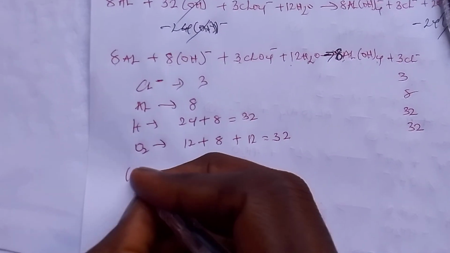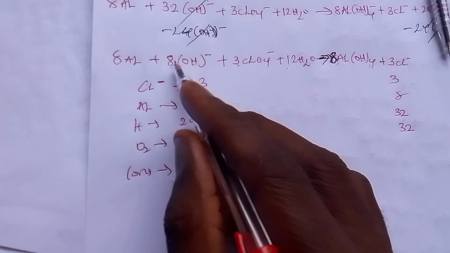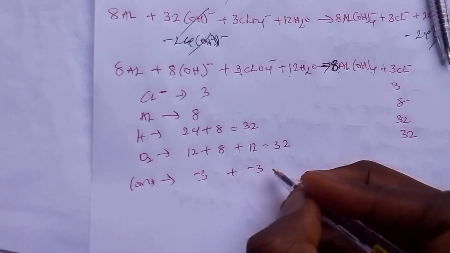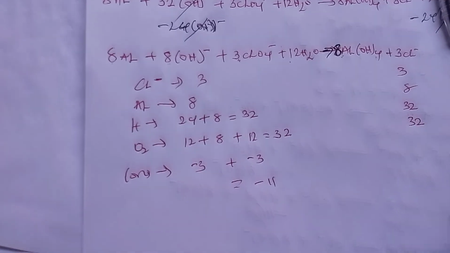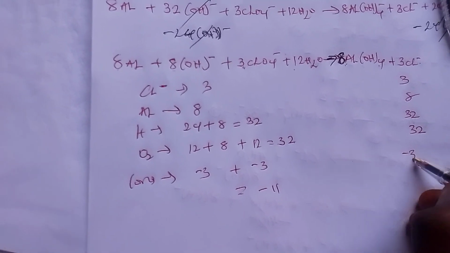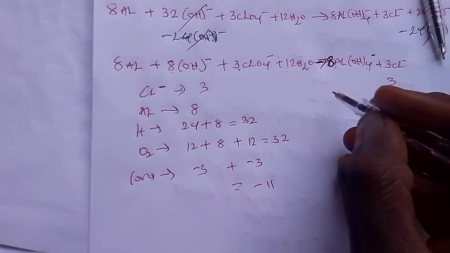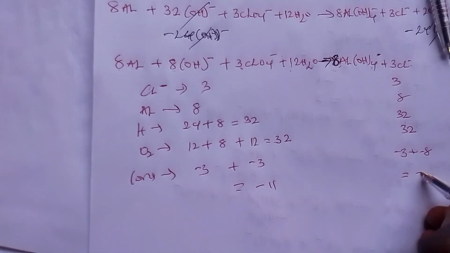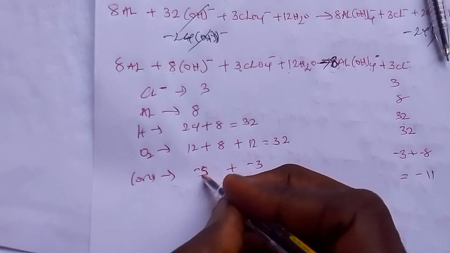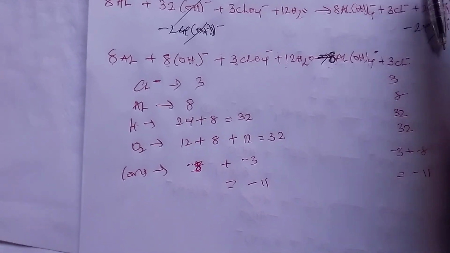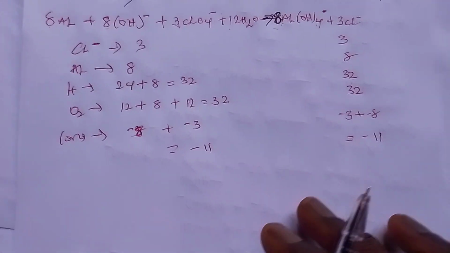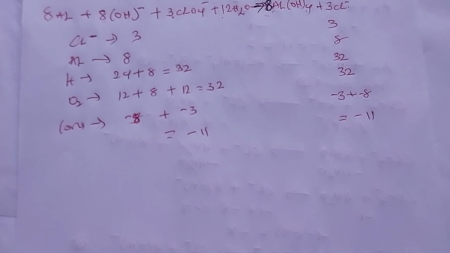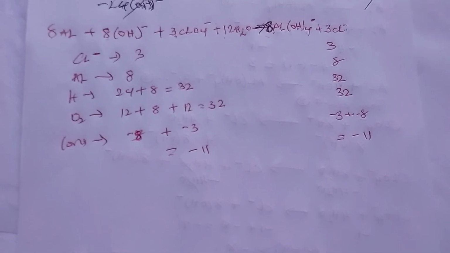So the ions now, we have minus 3 ion here plus minus 8 here. Everything is minus 11. Here we have minus 3 plus, there is a negative charge here, minus 8 here. Everything is also minus 11. So we can see that the chlorine, aluminium, hydrogen, oxygen, and the ions are balanced.